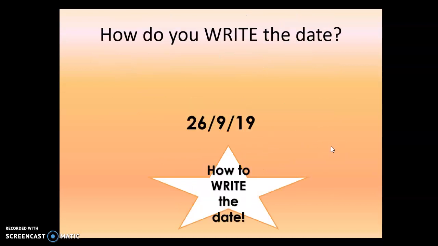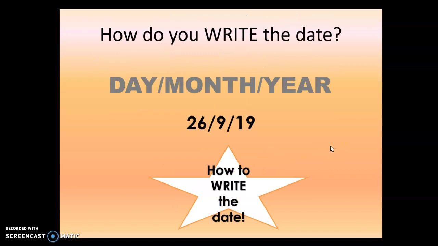However, how you write the date, this is tricky. You need to put the day, then the month, then the year. So if it says 26/9/19, then you know that that is the 26th of the 9th month, September, of 2019. So that is how you write the date. It always goes day, then month, then year. And this is like if I were to write down just the quick numbers next to the day, then that is what it's referring to.